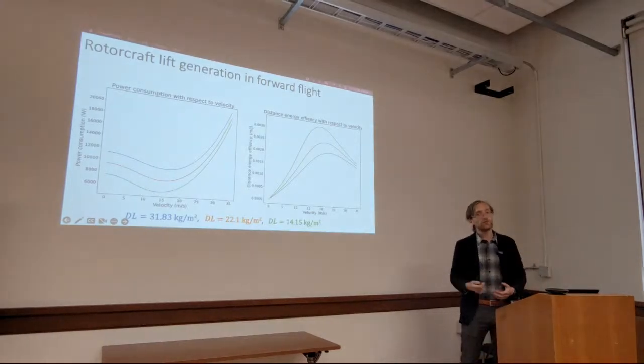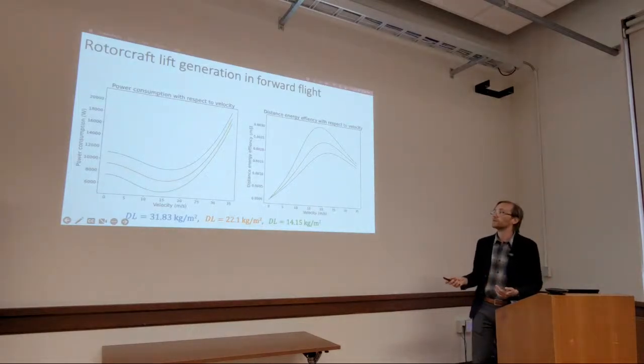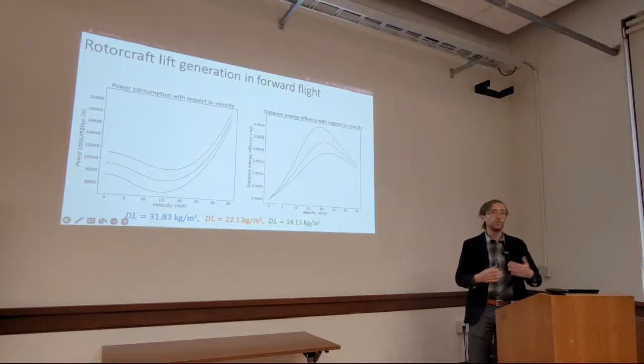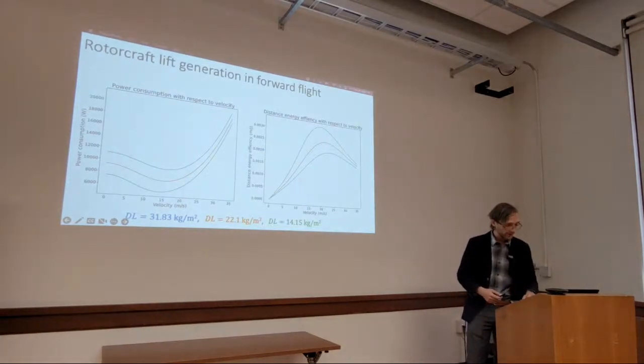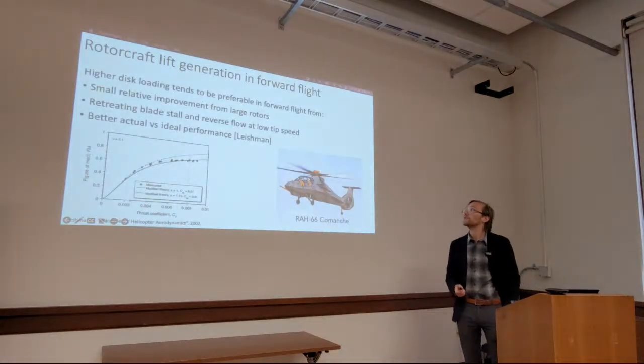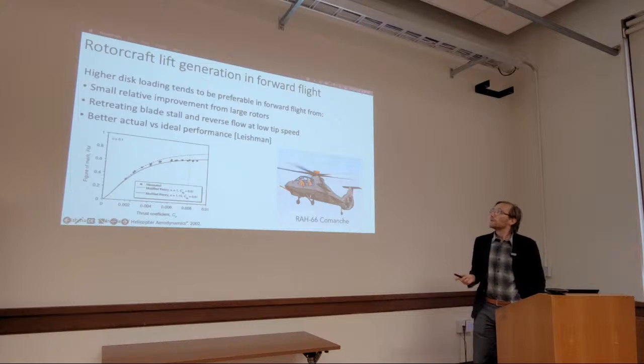So in forward flight, if we do mostly forward flight, maybe there is an advantage in using higher disk loading for a smaller vehicle, even if the power consumption is slightly higher, because overall that relative difference is small compared to the total power consumption. And there are other reasons actually that support this. So I just mentioned small relative improvement from large rotors by using smaller rotors with a higher disk loading.